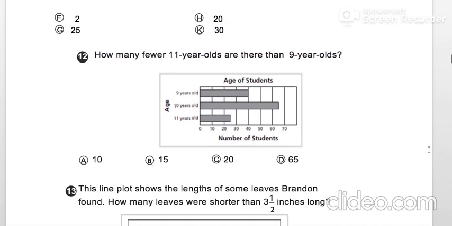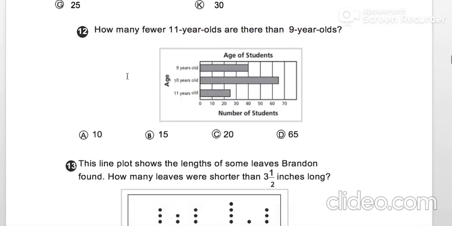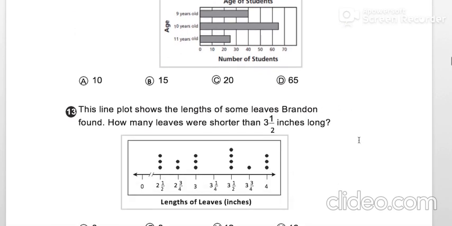Number 12. How many fewer 11-year-olds are there than 9-year-olds? This is just like the problem you did above, but it's a different type of graph. It's a bar graph. So you need to use the number of students below to figure out how many there are of each age. So you're figuring out how many 9-year-olds are there and how many 11-year-olds are there, and then you're going to solve the problem. You're going to fill in the bubble for your correct answer or circle your correct answer.